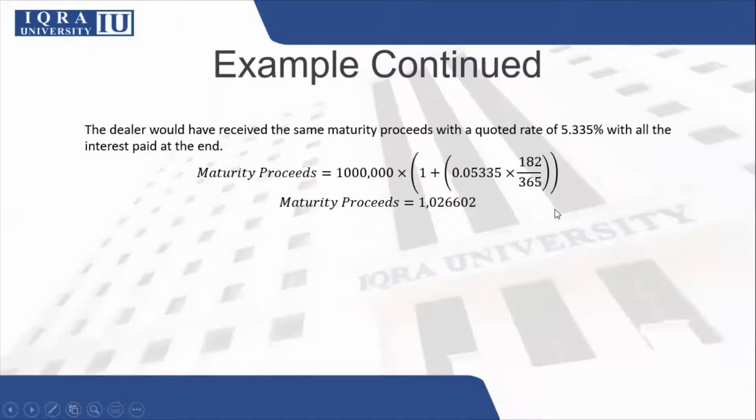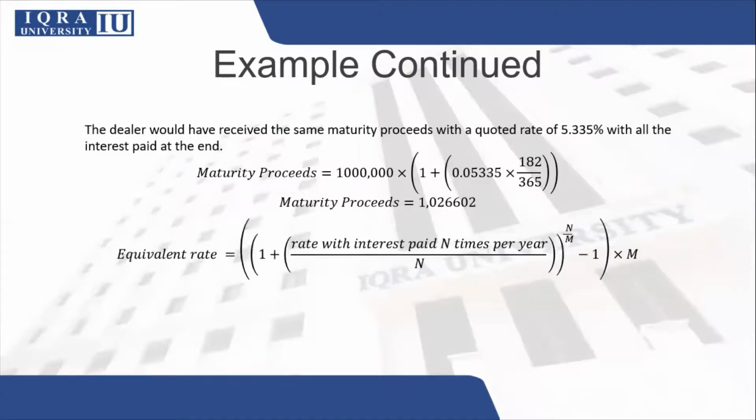Okay, so now that we have calculated the maturity proceeds, we can also calculate the equivalent rate. So this is the formula for it. Let's plug in the values. The equivalent rate formula is the rate with interest paid n times per year. So this is the rate 0.053 that was given to you in the question.